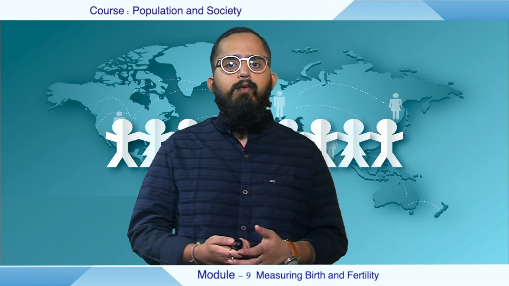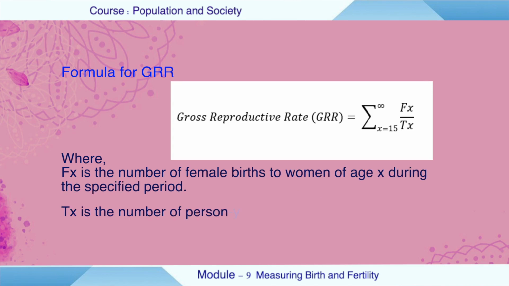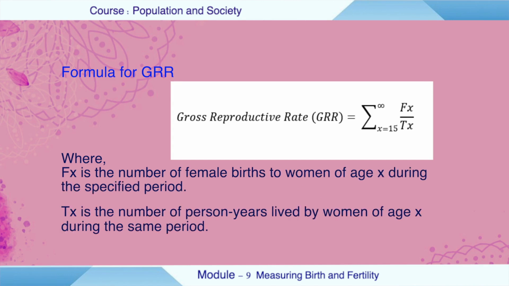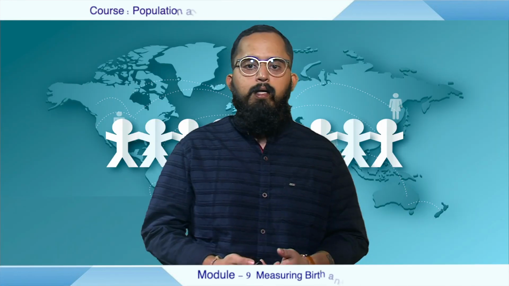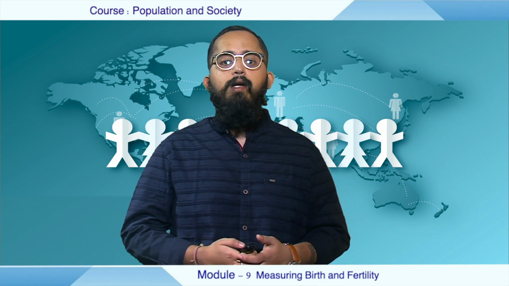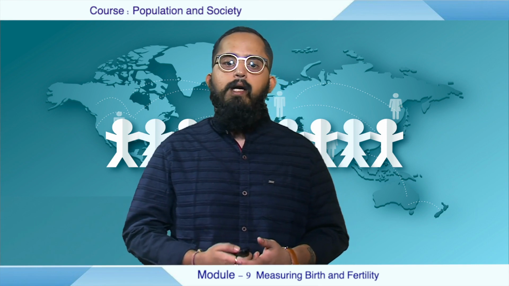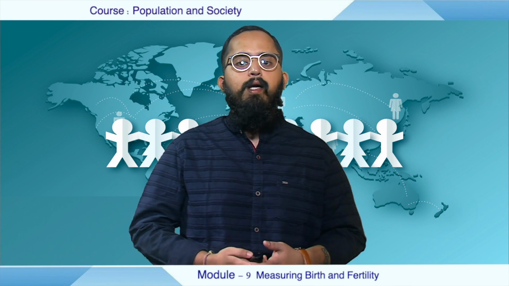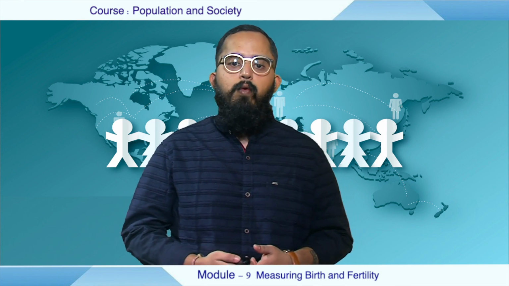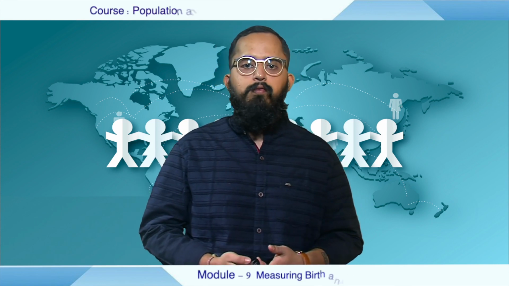Mathematically, as you can see from the image, the gross reproduction rate is expressed as the sum of the ratios of the number of female births to women of age X during a specified period to the number of person years lived by women of age X during that same period. The summation is typically carried out over reproductive ages, often starting at age 15 and continuing until the highest reproductive age, which is usually considered to be 45 to 50.